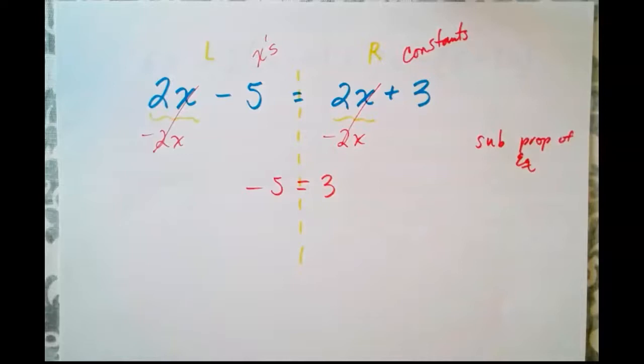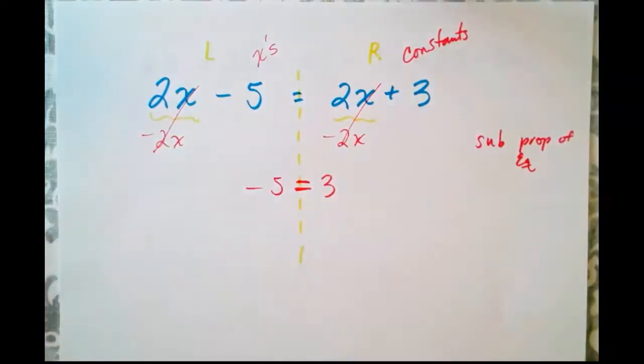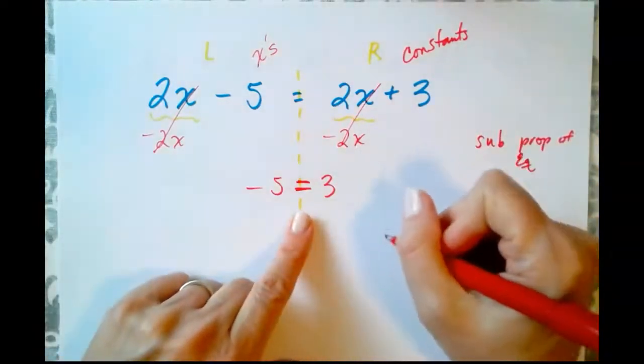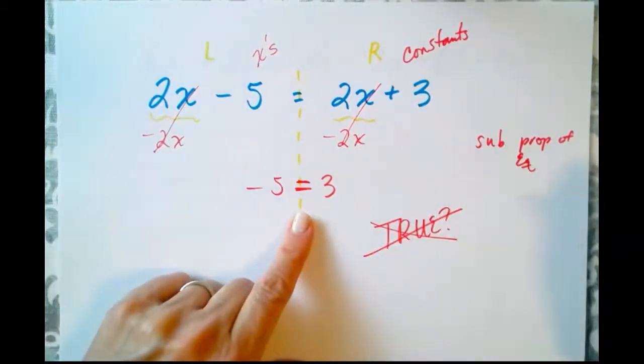Now, remember, this is the equal sign. The equal sign by definition says these two sides are equal to each other. They weigh the same. But do they? Is this a true statement? True? No, it's not true.